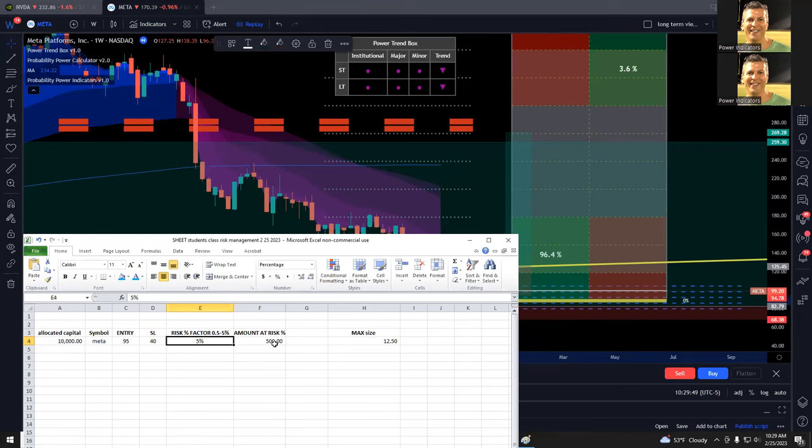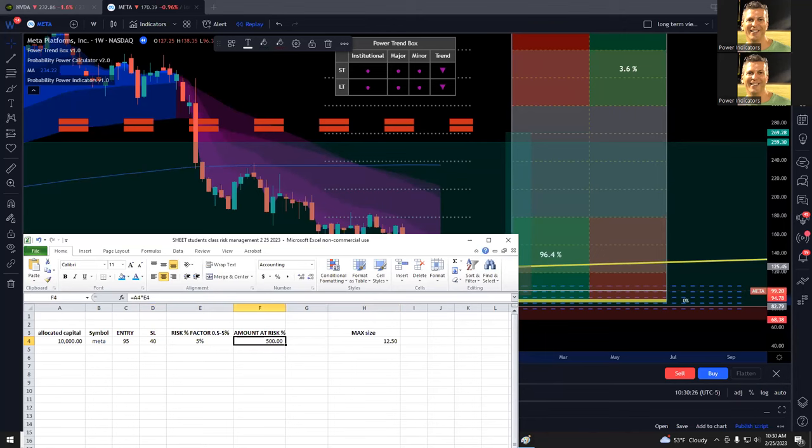And the formula says that the amount at risk divided by the stop loss of 40 points equals the max size. How do you know it works? The math works. If you have 12.5 shares, which you can only have 12 or 13, you will have to go 12 and be less risky on your position sizing. The 12.5 times the 40 points, your stop loss here, if you get stopped, will equal your maximum $500.